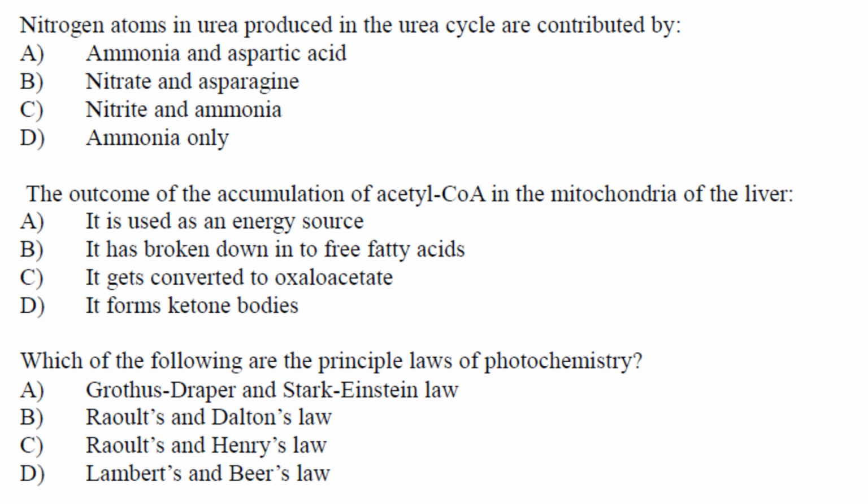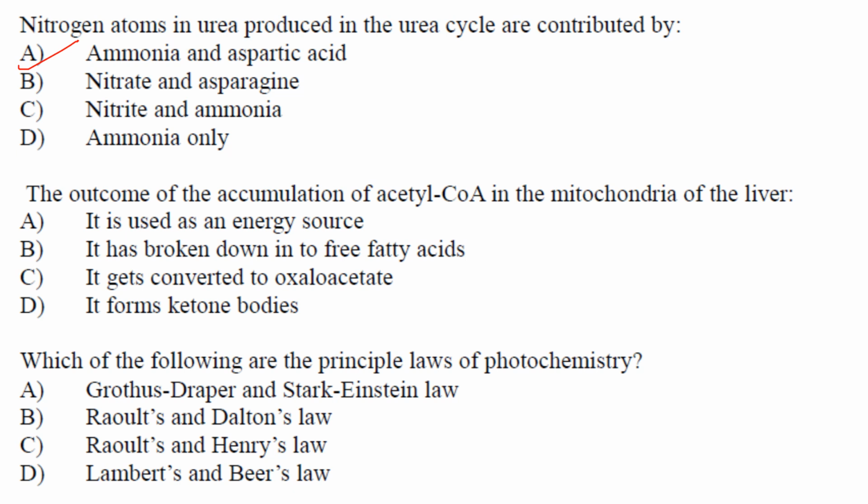Okay, first question. Nitrogen atoms in urea produced in the urea cycle are contributed by... So nitrogen atoms to urea during the urea cycle are contributed by ammonia and aspartic acid. Answer is option A.